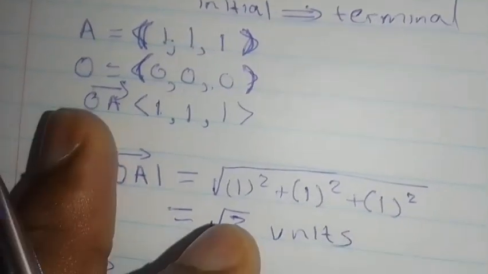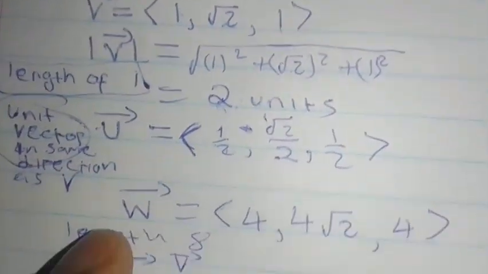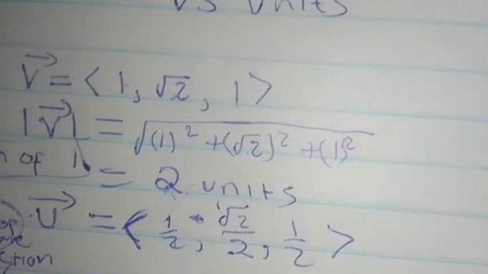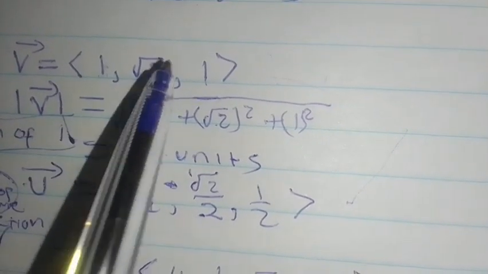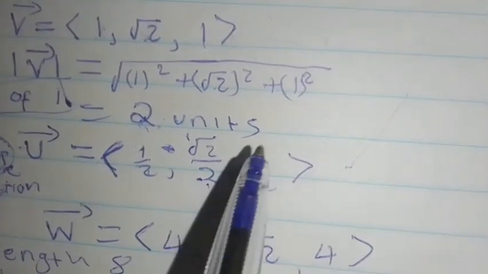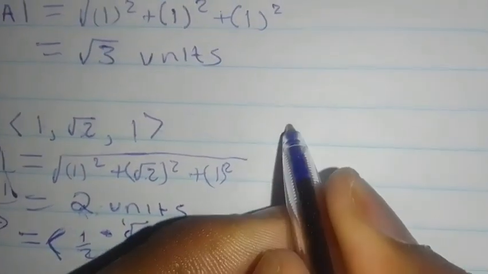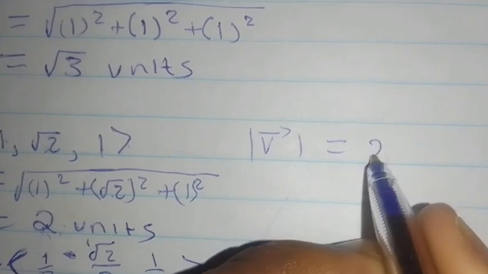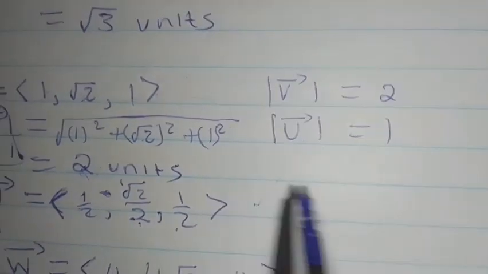So now let's say you want to find the angle between these two vectors: v, which is 1, root 2, 1, and vector u, which is half, root 2 over 2, and 1 over 2. Can you find the angle between these two vectors? First you find the length of v, which is 2 units. The length of u is going to be 1. You can check that; you can evaluate that. It's just going to be 1.